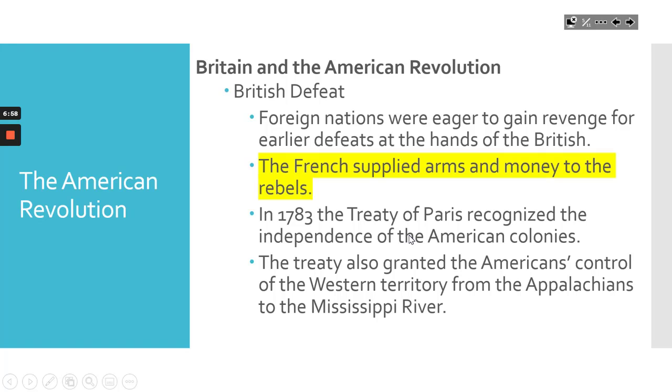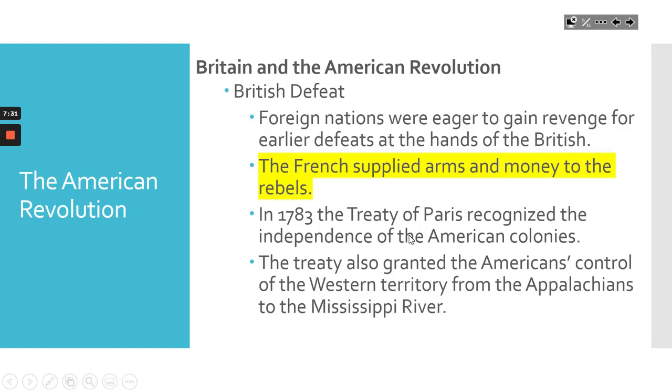However, France sent a lot of their men to the colonies to fight, and also supplied those arms and money to help them. Okay. With the signing of the Treaty of Paris as well, France officially recognized the American colonies as independent, now as an independent country from Britain as well. So again, the United States today owes a lot to France for that. Okay.